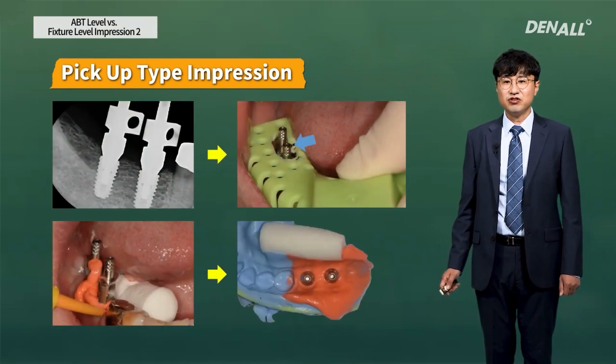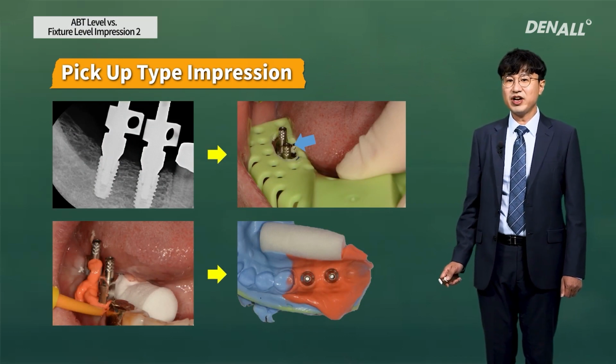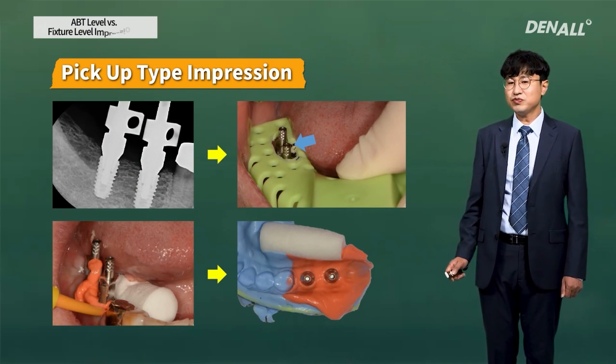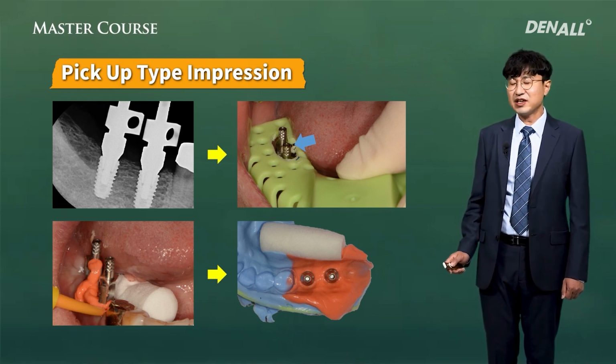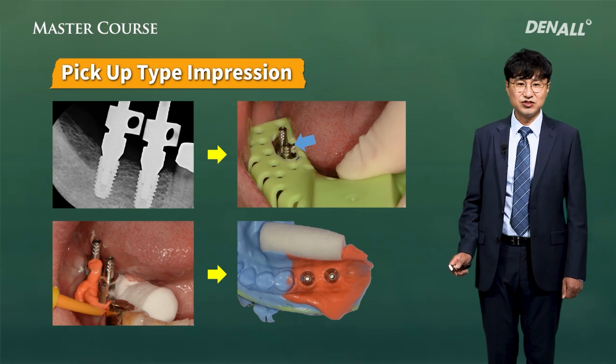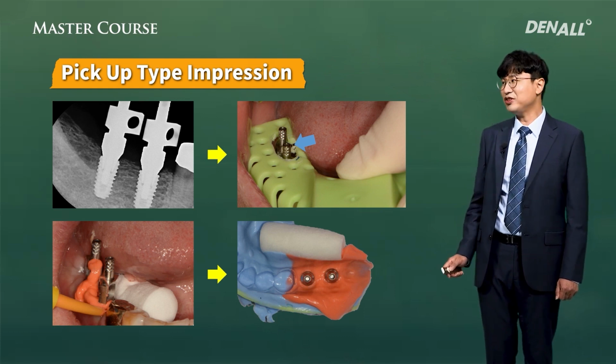In case of pickup impression, you have to have hole in the tray, and you have to remove impression after unscrewing. If you try to remove impression without unscrewing, you can damage the fixture and the impression body could tear.